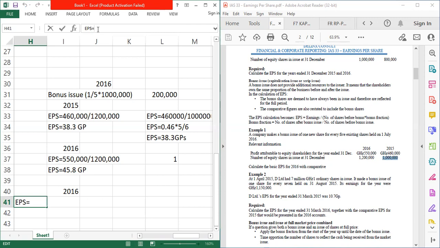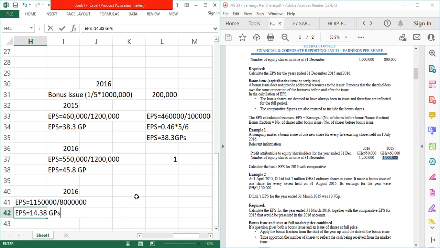Okay. So our earnings per share for 2016 will be the earnings divided by the total number of shares, which is 8 million. How much are we getting? 14.38.